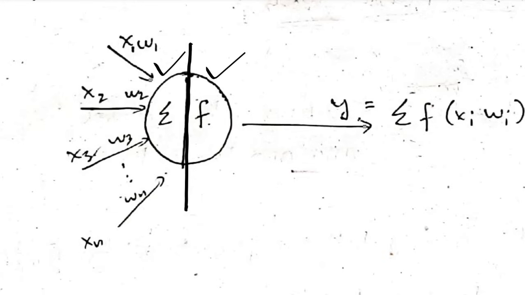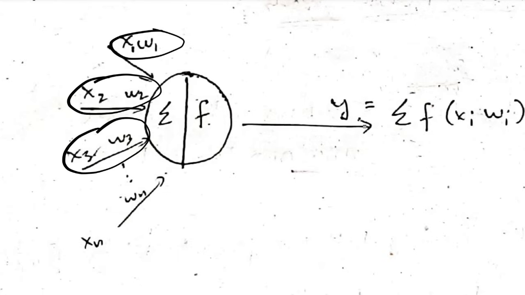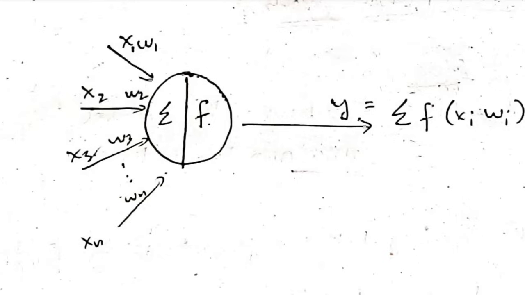So what's happening here? Here the summation is happening. Summation of what? Summation of x_i w_i: x1w1, x2w2, x3w3 till xnwn. Now what is x, what is w? X is nothing but the input, and inputs are like numbers 5, 6, 7, 8, 9, 10, which came from here.